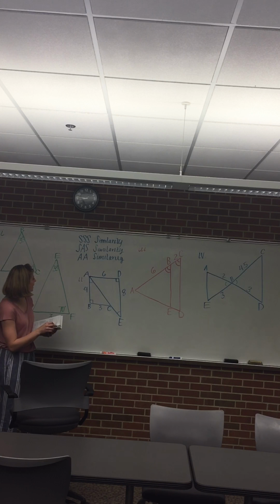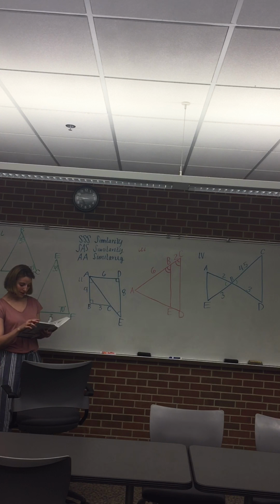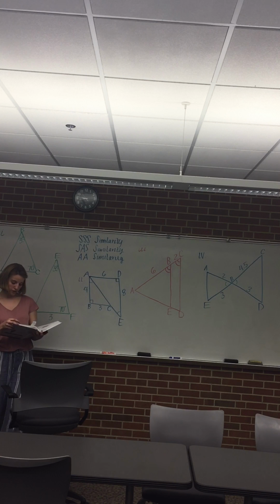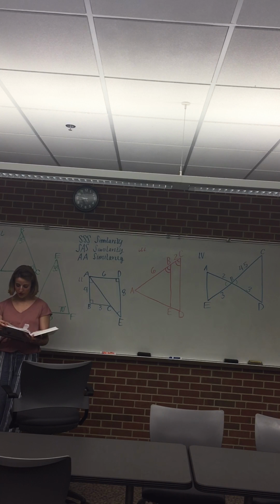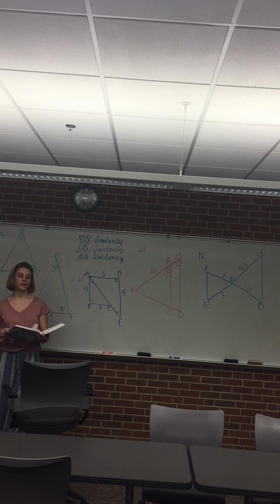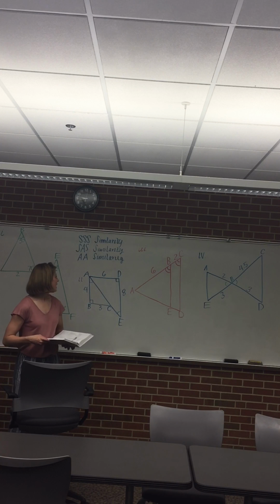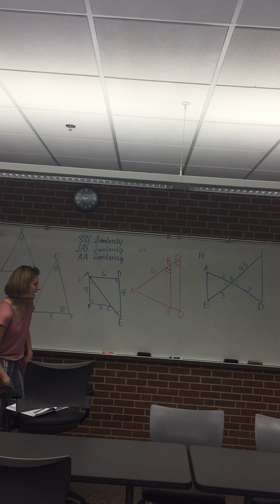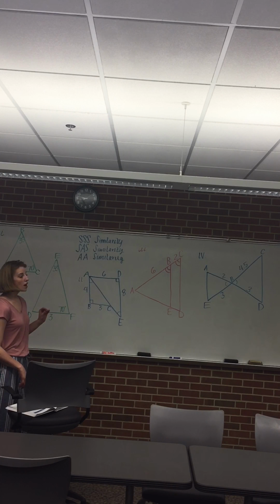In order to have side similarity, if the lengths of the corresponding sides of 2 triangles are proportional, then the triangles are similar. For side-angle-side, if 2 sides of one triangle are proportional to their corresponding sides in the other triangle, and the included angles are congruent, then it is similar. And in angle similarity, the 2 triangles have to have 2 corresponding pairs of congruent angles to be similar.